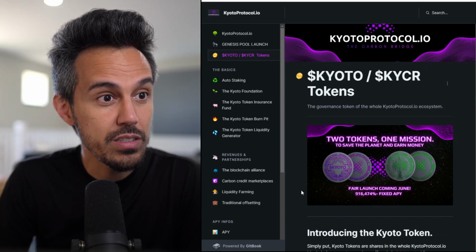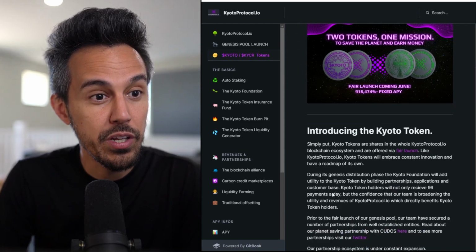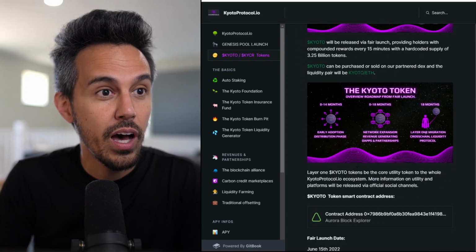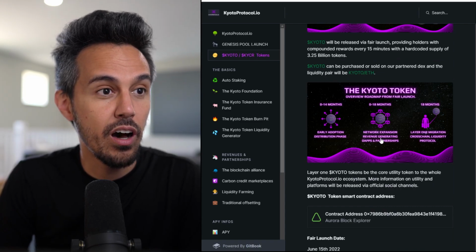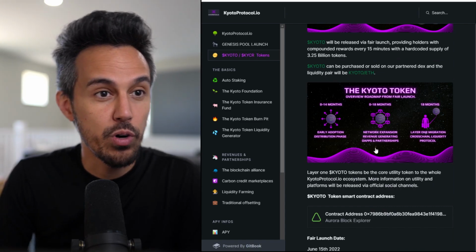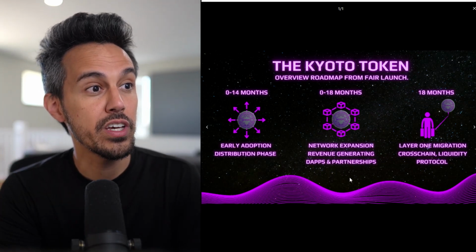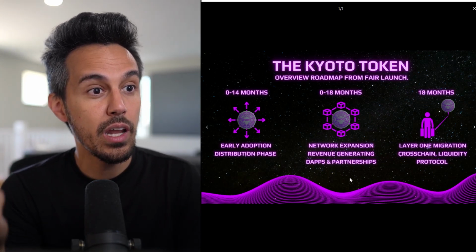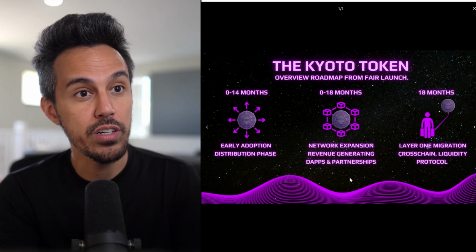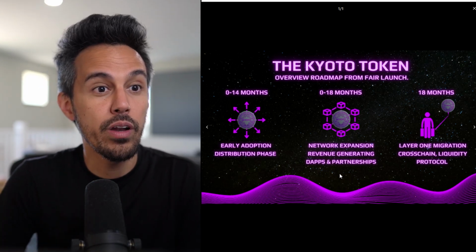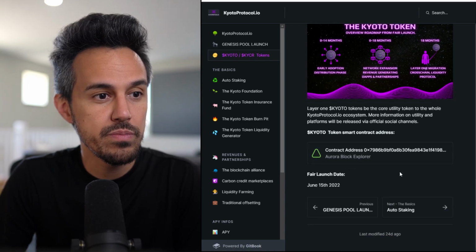The tokens. So they have two tokens. Obviously, we talked about the KYOTO token, and there's some information on it here, kind of what you get with it. Overview roadmap from fair launch, early adoption distribution phase, 0 to 14 months, 0 to 18 months, network expansion, revenue generating dApps and partnerships, and then 18 months, layer one migration liquidity protocol.